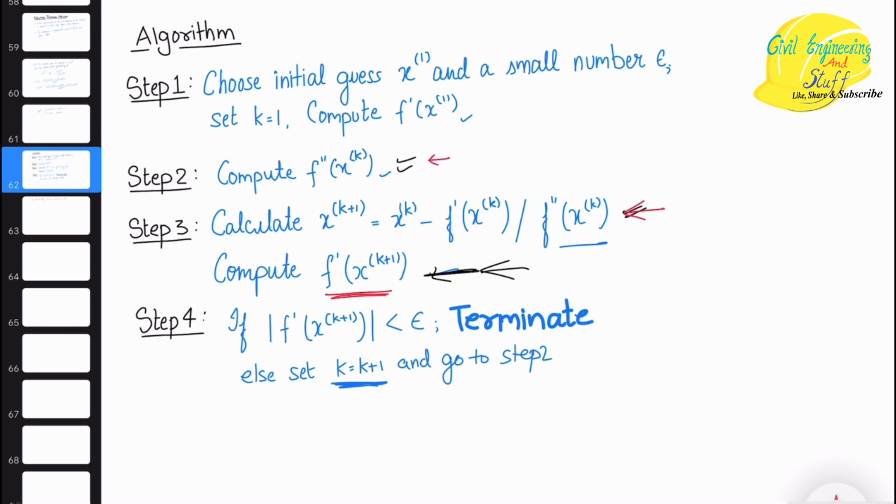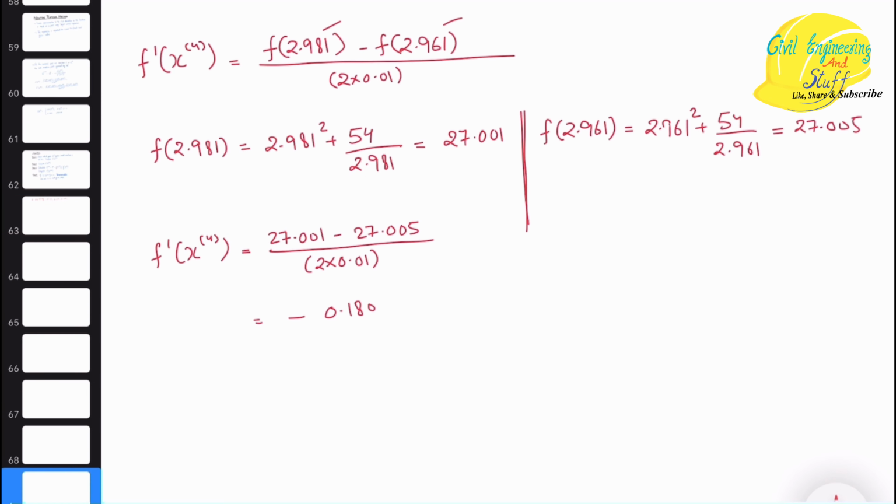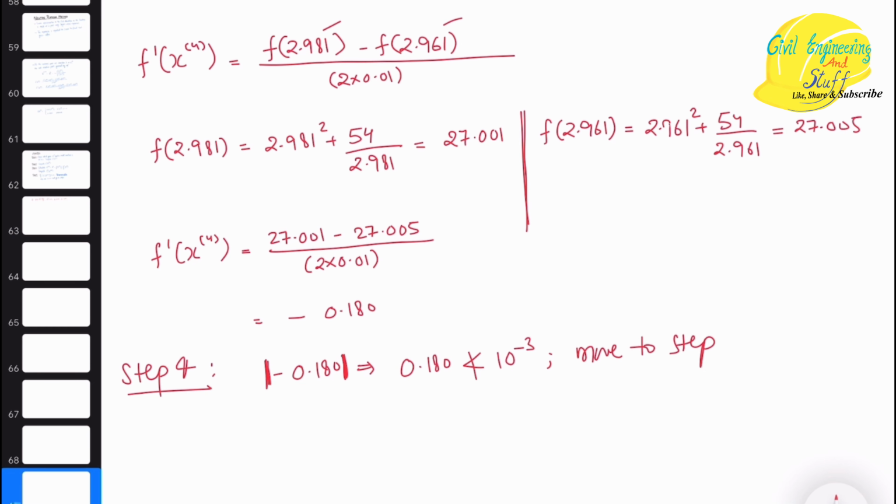Now in step 4, we have to see if this is less than the smallest value or not. So mod, don't forget mod. It is very important, right? Because any value in the mod will come out to be positive. So our 0.180 is again not less than the smallest value 10 to the power minus 3. So we'll take k equal to k plus 1 and again move to step 2.